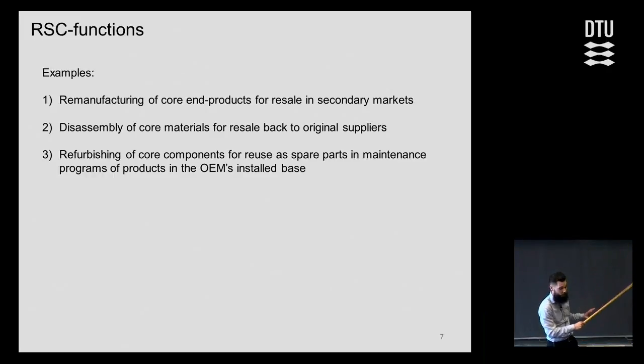Remanufacturing of core end products for resale in the secondary market is an example of one function that the reverse supply chain can conduct. Disassembly of core materials for resale back to original suppliers is another. Both of these first and second reverse supply chain functions give the firm increased revenue. While the third one, refurbishing of core components for reuse as spare parts in maintenance programs of the installed base, is something that can give the firm a cost saving. The installed base is the products that are operating and running with their current customers.